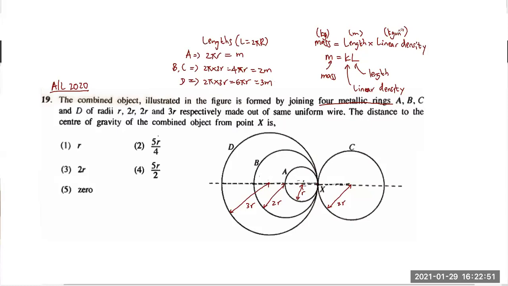So the point is this. We have 4 masses. One will be here, that is m. The other one is here, that is 2m. The other one is exactly here, that is also 2m. The other one is exactly here, that is 3m.